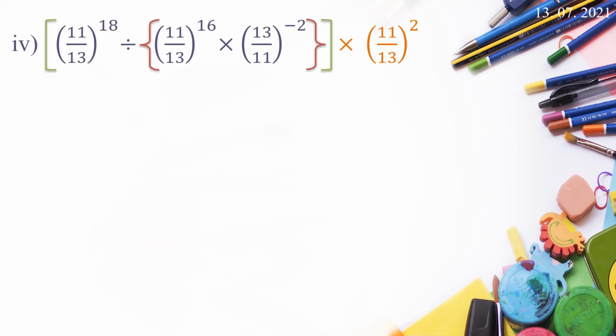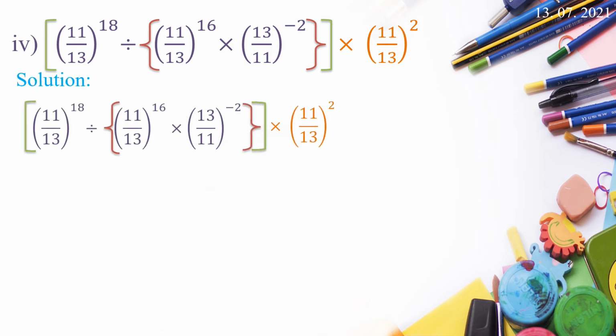Fourth sum, 11 by 13 whole power 18 divided by 11 by 13 whole power 16 into 13 by 11 whole power minus 2 into 11 by 13 whole squared. Let us move on to the solution. This is the question. Students, listen carefully. Here we have to use the PDMAS rule. Okay. So we have to solve inside the bracket first. So the numbers outside the bracket are written as they are.